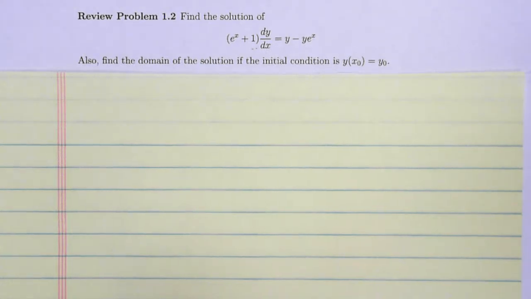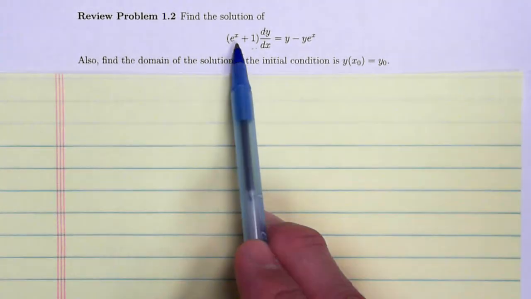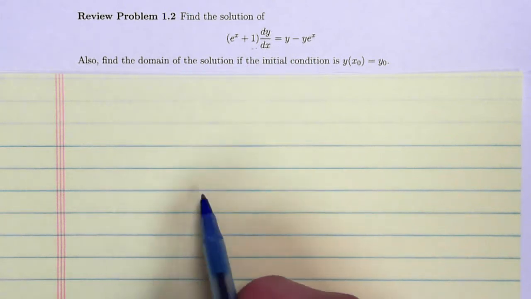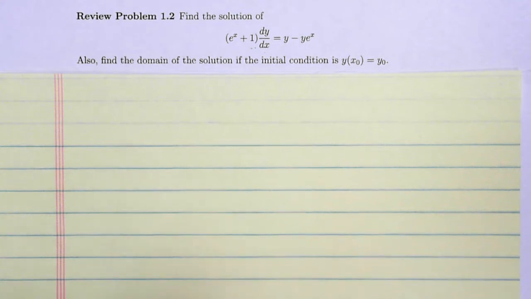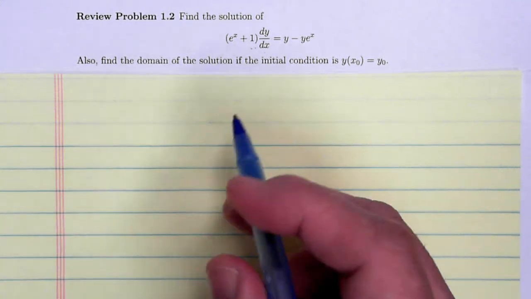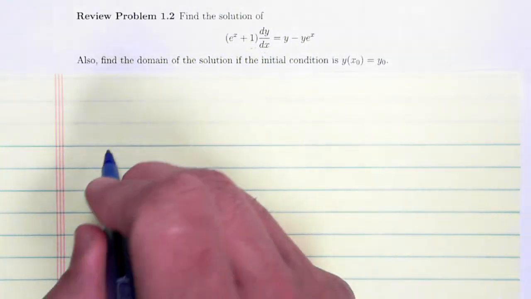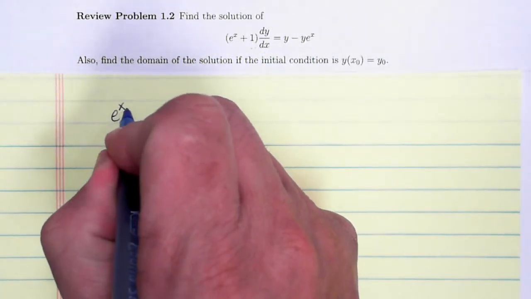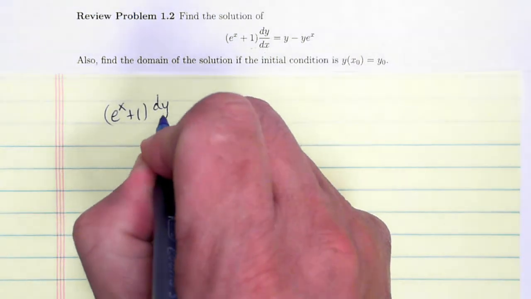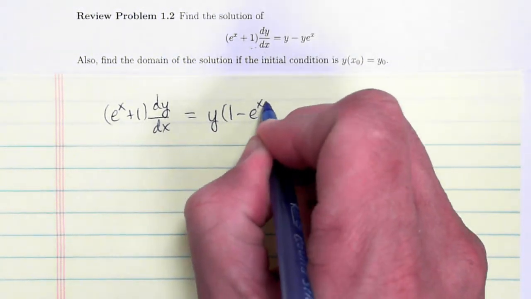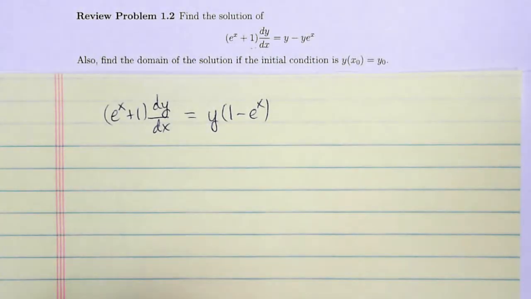For this review problem, we have this differential equation: e to the x plus 1 times dy/dx is equal to y minus y times e to the x. We want to find the solution and also find the domain of the solution. So first step, let's factor the right-hand side so that we get e to the x plus 1 times dy/dx is equal to y times 1 minus e to the x. And then this is separable.